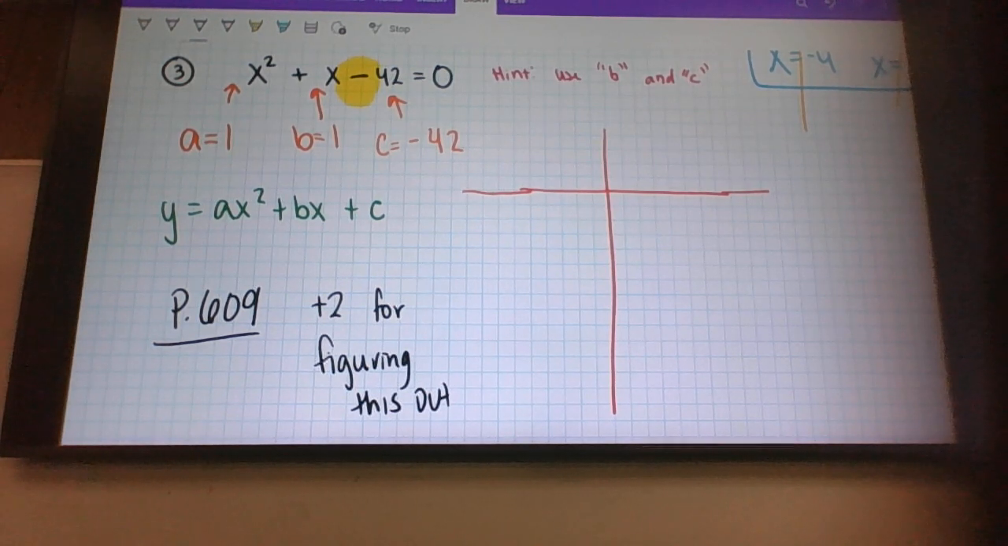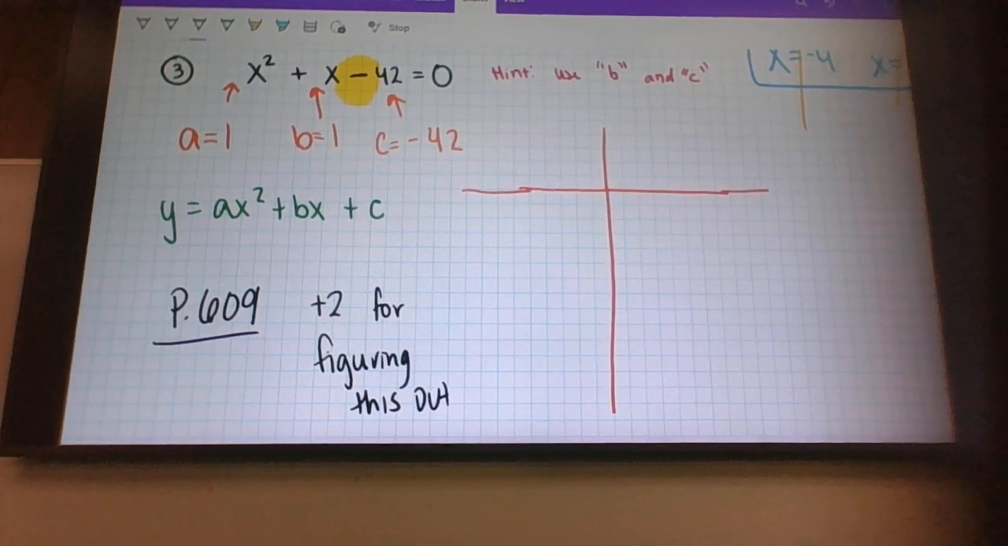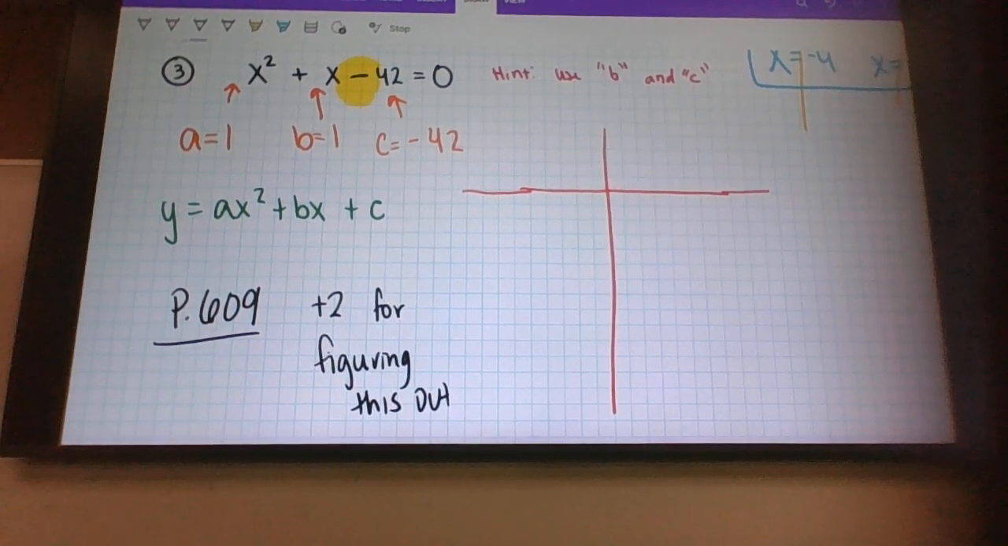Number 3 up there on the screen. The directions are factor and solve. Factor and solve. I don't understand already.